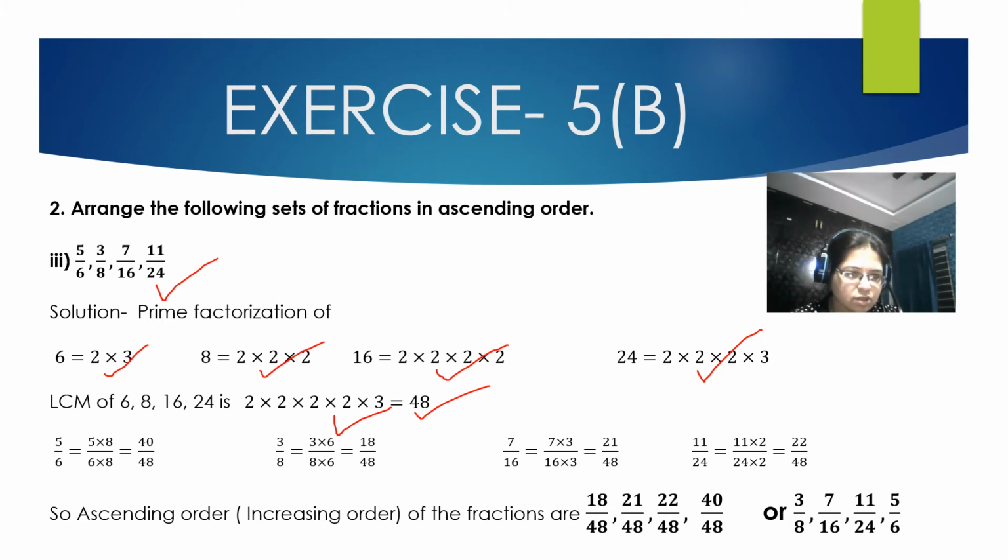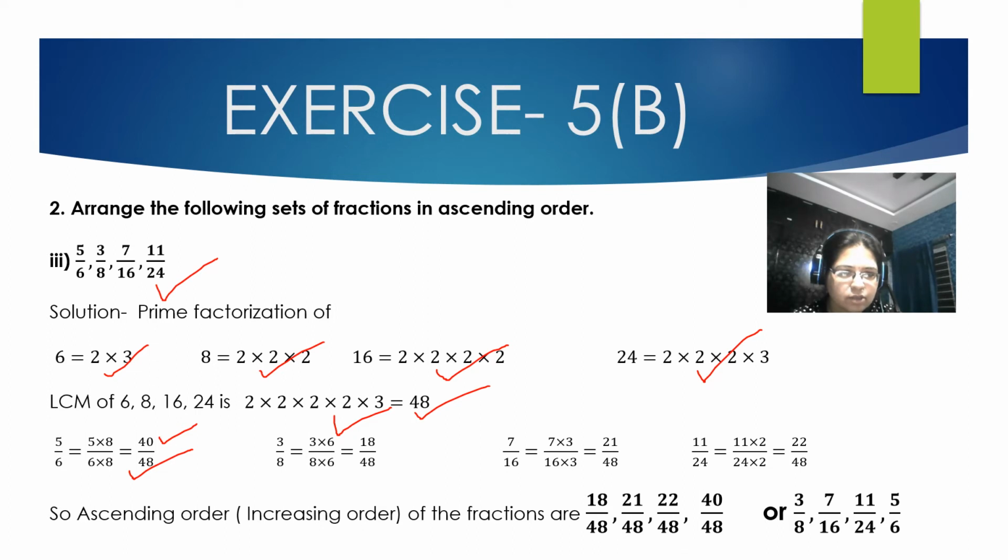5 divided by 6, equating the denominator to the LCM 48. We know the denominator 6 multiplied by 8 is 48. So we have to multiply the same number 8 with both numerator and denominator. So numerator 5 multiplied by 8 is 40, and denominator 6 multiplied by 8 is 48. So 5 divided by 6 is equal to 40 divided by 48. 5 divided by 6 and 40 divided by 48 are equivalent fractions.